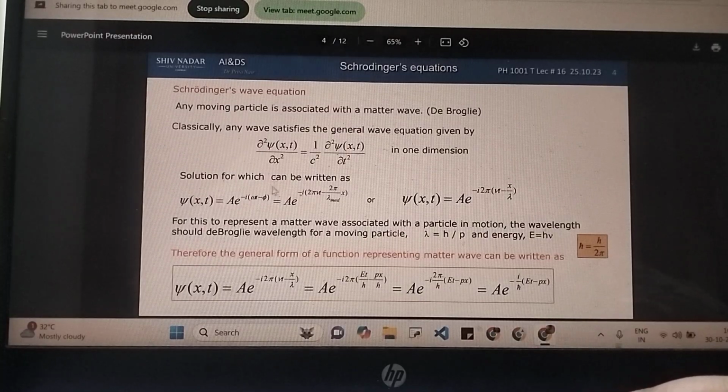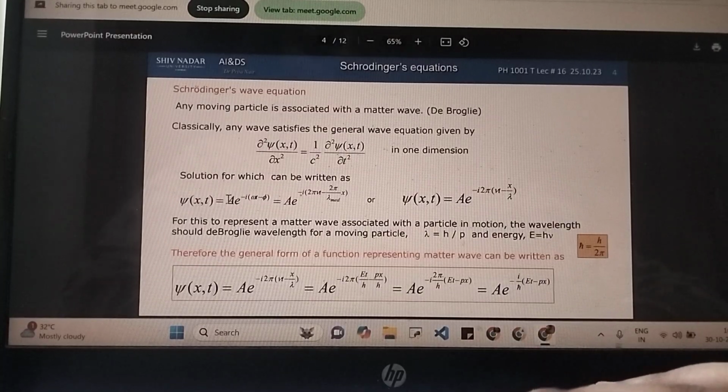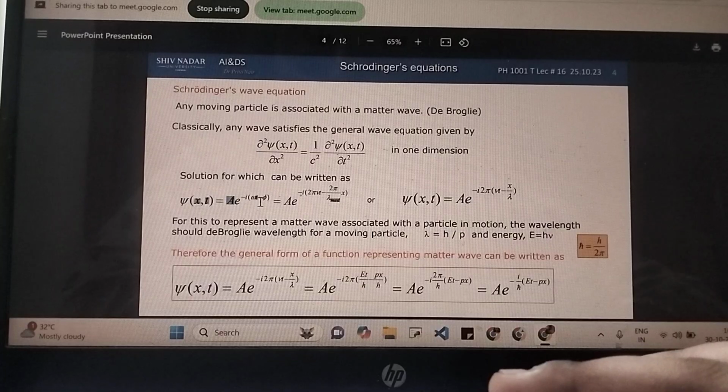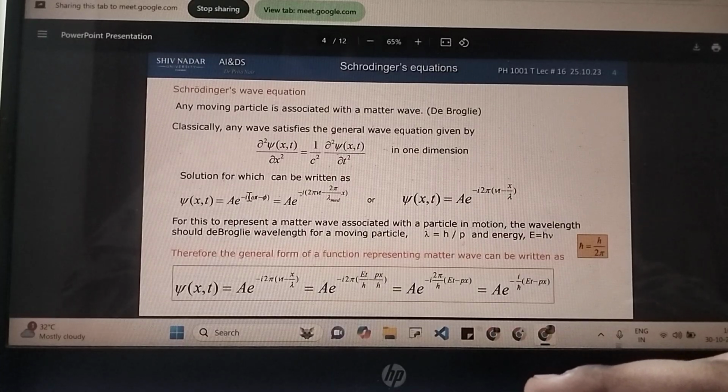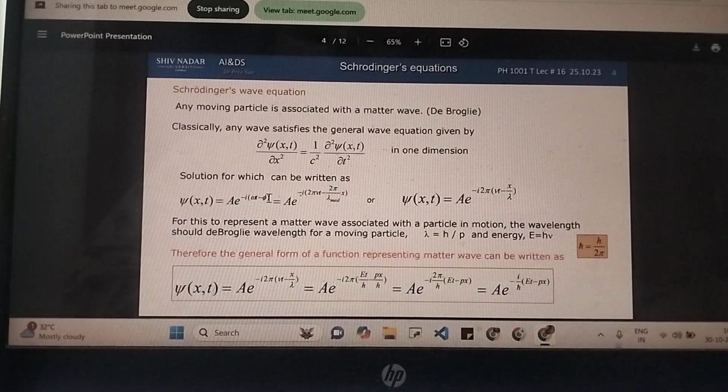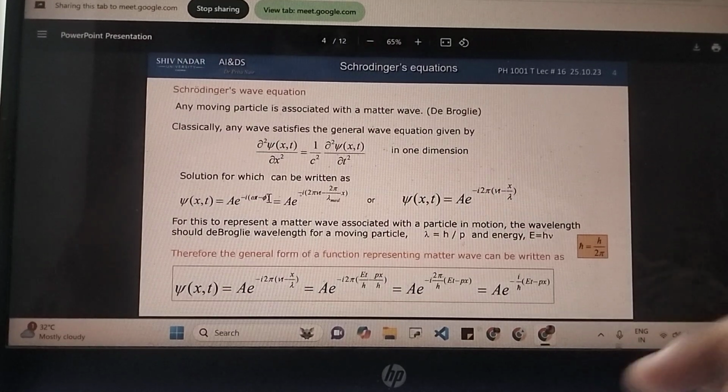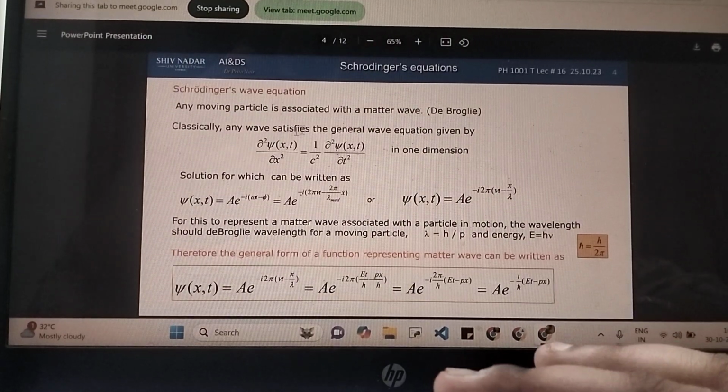That again, it was mathematically described that any function which can be expressed in this form satisfies this equation. What is this form? Psi of x comma t equals A e raised to minus iota times (omega t minus phi). So you take a normal function like x square plus t square, or x sin t minus t cos x, or e to the power minus x by t. Those functions do not satisfy this rule.